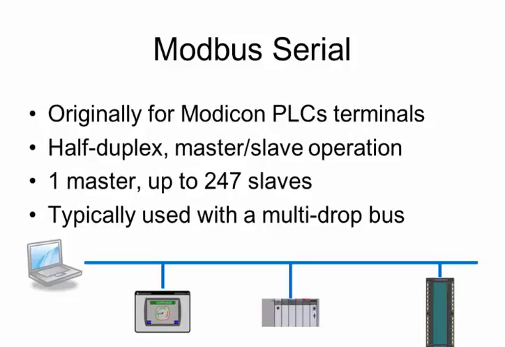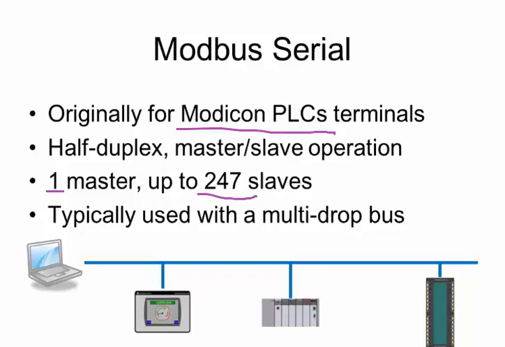Originally, Modicon PLCs, so Schneider put it together out of the box originally. It's half duplex at its core, so only one thing talking at a time. Send out a request, get a response back. One thing on the pipe at a time. One master up to 247 slaves. There are variants that have extended the number of slaves, depending on the traffic on your network.